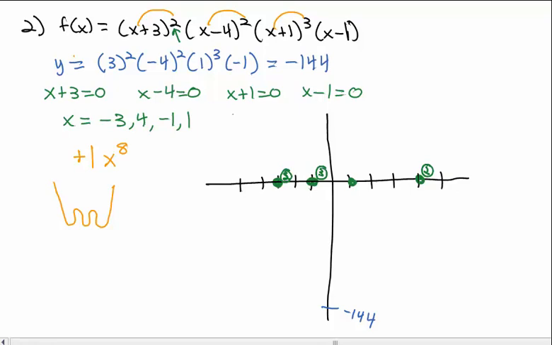So when we come in from the top left like we expect, when we hit our first one at -3, we should bounce. That's a squared. The next one's a cubic. It should level off. And then go down all the way to -144. Come back up at the 1. It's just a first power, so it's just going to go through, no leveling off, no bouncing. But this time when we hit the 4, we're going to bounce off the 4 and go out the top. And we have our graph.